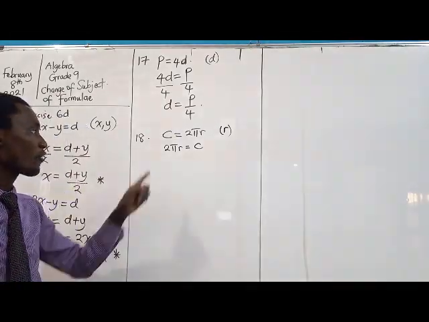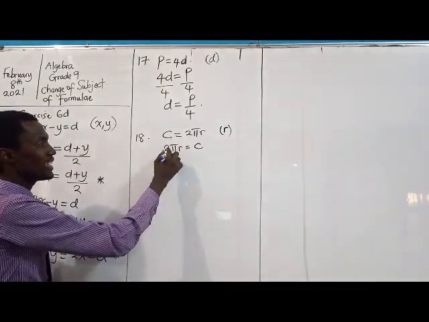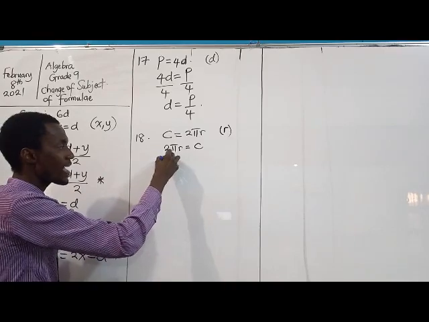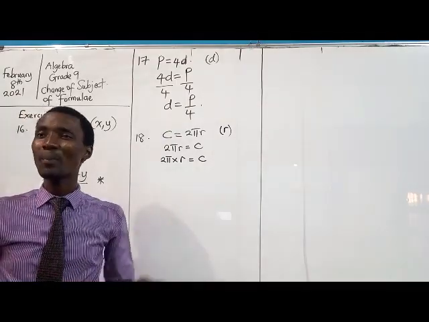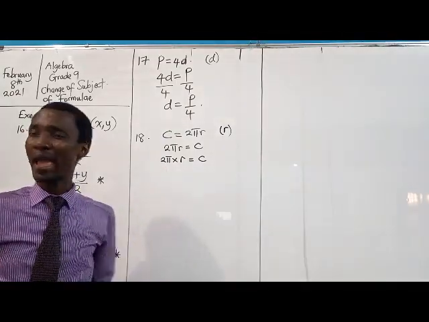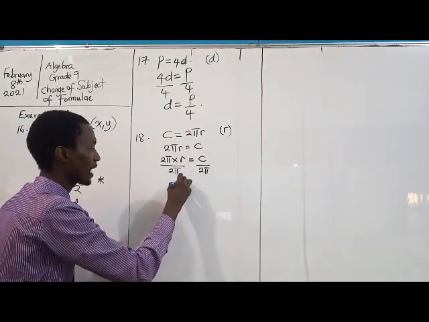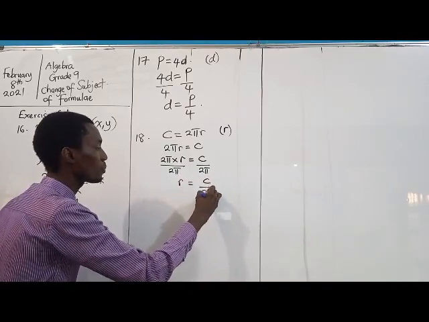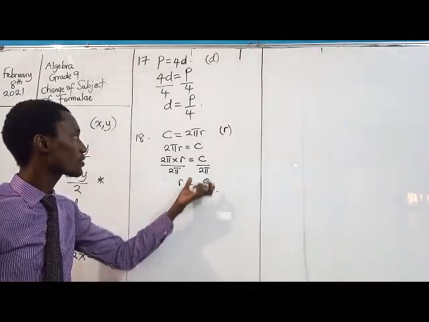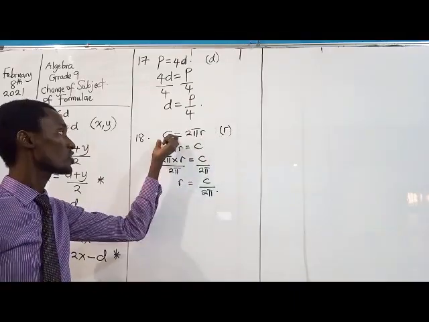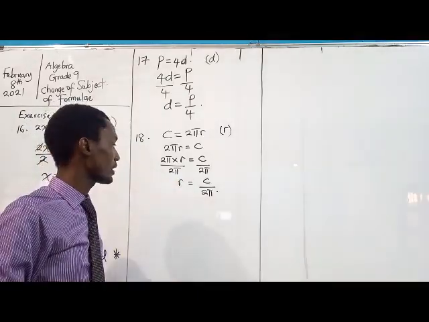Now, what is the coefficient of R? Look at what you have here. This is essentially 2 pi times R equal to C. So what I don't need on my left hand side is 2 pi. I'll divide both sides by 2 pi, and that will mean that R is equal to C over 2 pi. So R equal to C over 2 pi will now suffice as changing the subject of formula from C to R for question number 18. You may want to check that and see whether your answer is in order.